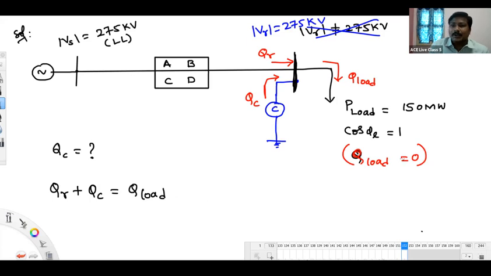And how much is Q load? Just now we said 0, because of unity power factor. So I can say Q load is equal to 0. From this, you can write compensator rating is nothing but the negative of QR.